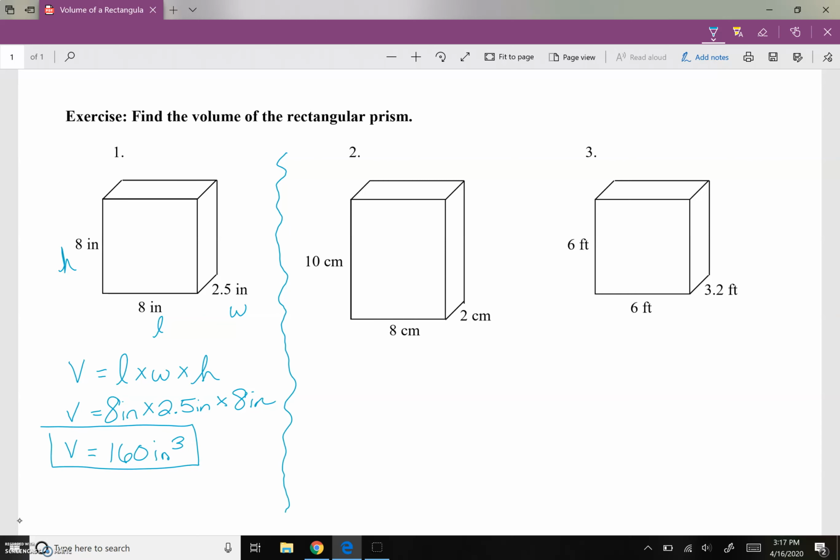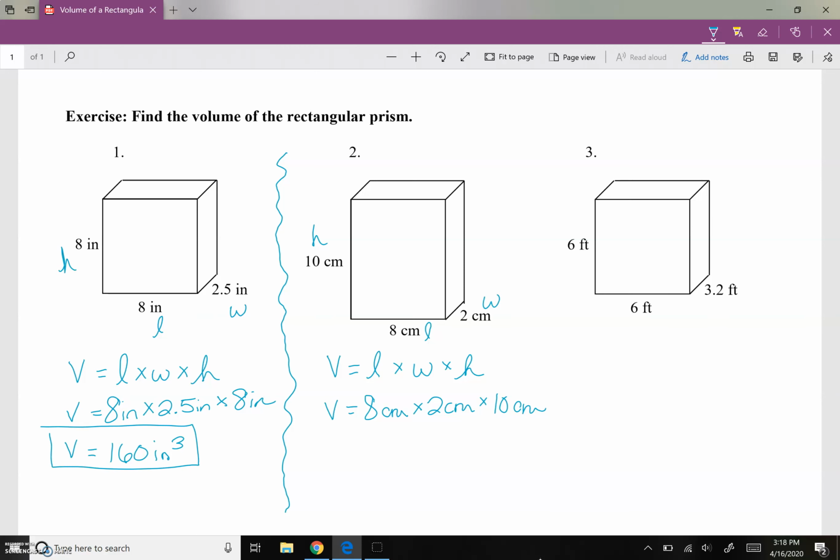Moving on to example 2, I'm going to start with my formula again. Volume equals length times width times height. And I'm going to label my units. I'll let this be my length, my width, and my height. The next step will be to plug them into our equation. So our length is 8 centimeters, times our width, which is 2 centimeters. And finally, times our height, which is 10 centimeters.